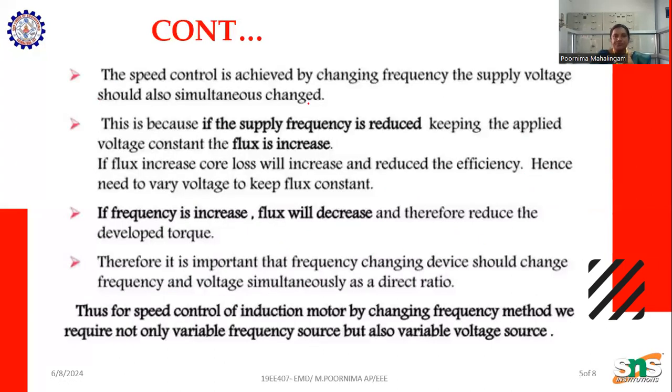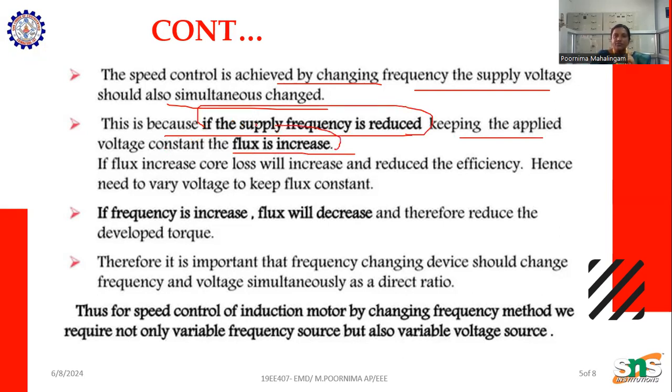Now, speed control is achieved by changing the frequency of the supply, and the voltage should also change simultaneously. This is because if the supply frequency is reduced while keeping the applied voltage constant, the flux increases. Previously we said that phi is equal to V by f. If the frequency is reduced, automatically the flux increases because the flux and frequency are inversely proportional.